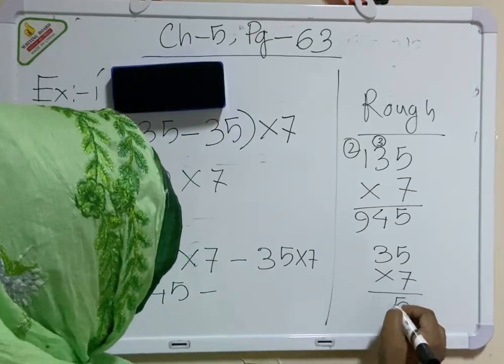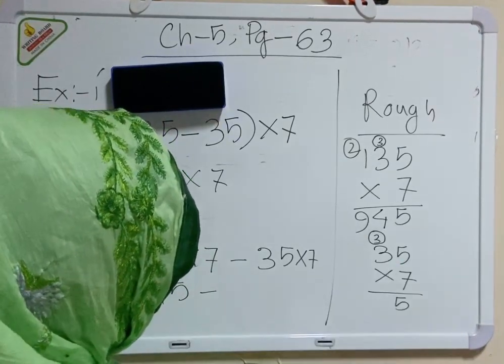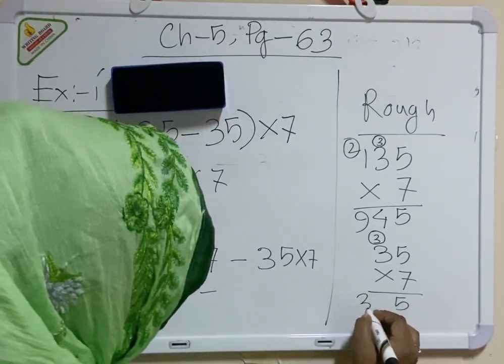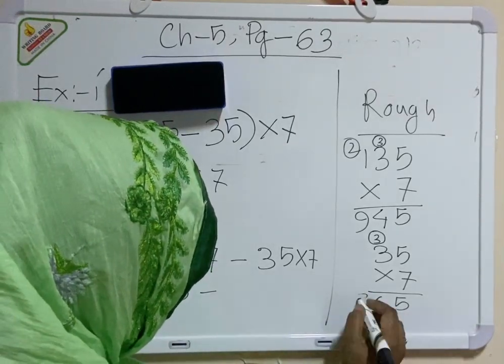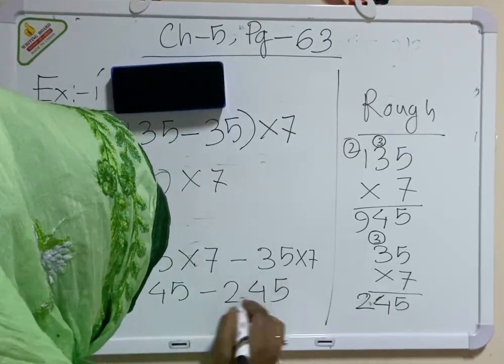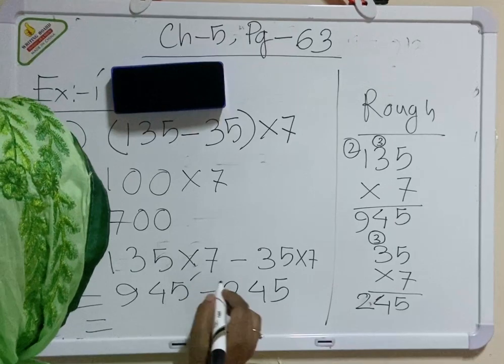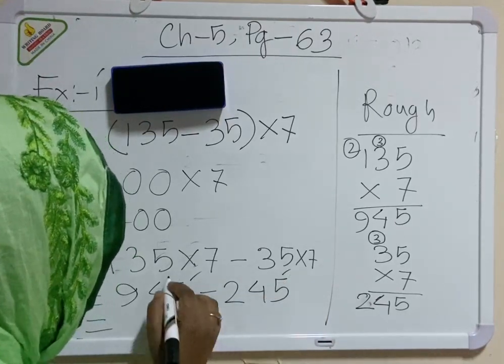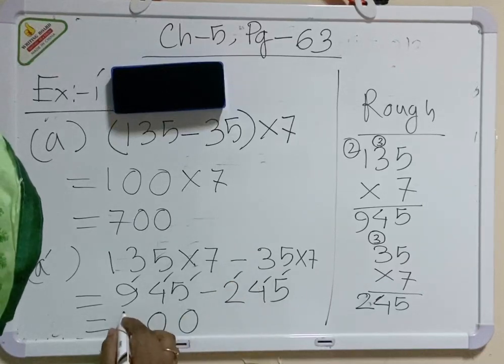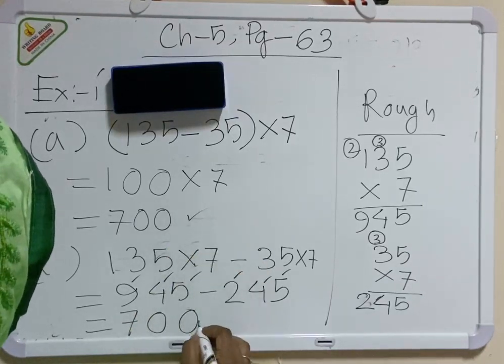And 35 into 7 is how much? 7 5s are 35, 3 is up. 7 3s are 21 plus 3, 24. That is 245. If you subtract this, 5 minus 5 is 0, 4 minus 4 is 0, 9 minus 2 is 7. The result is the same.